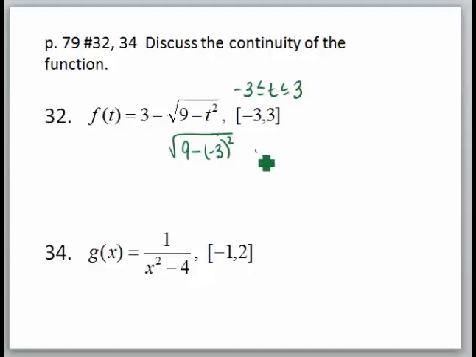That's okay. If I plug in negative 2, I get 9 minus negative 2 squared. That's still a positive number underneath the square root, so it is continuous. And then if you check some of the positive ones, you would also get the same kind of numbers. So this one happens to be continuous everywhere. There are no bad numbers on this particular interval.